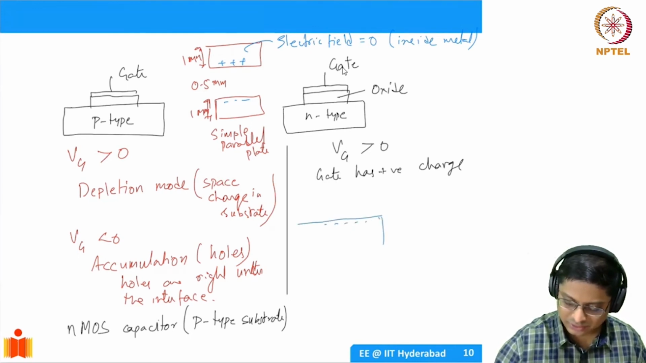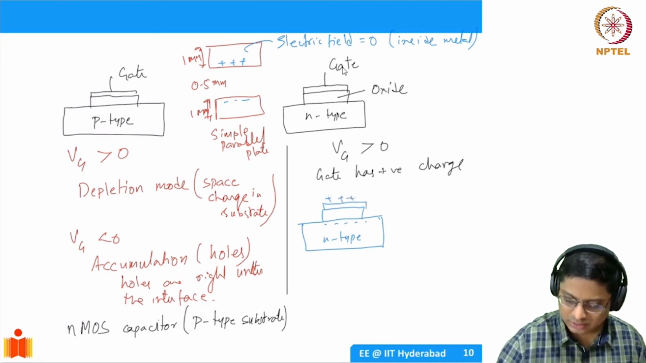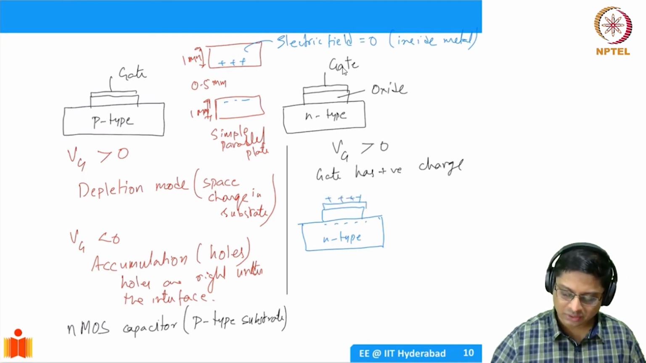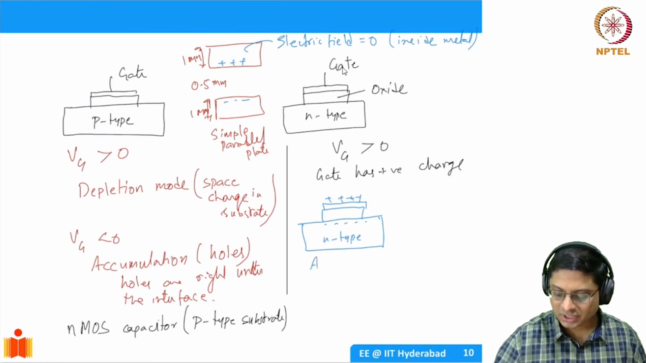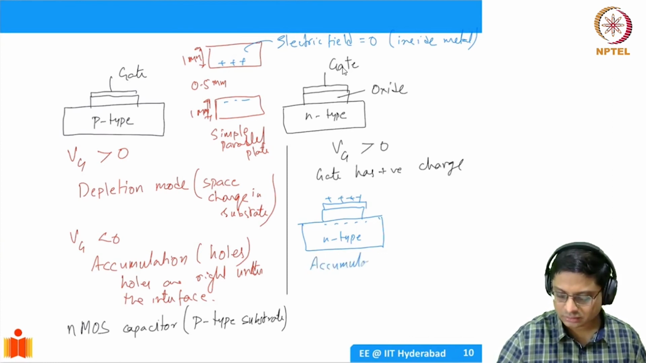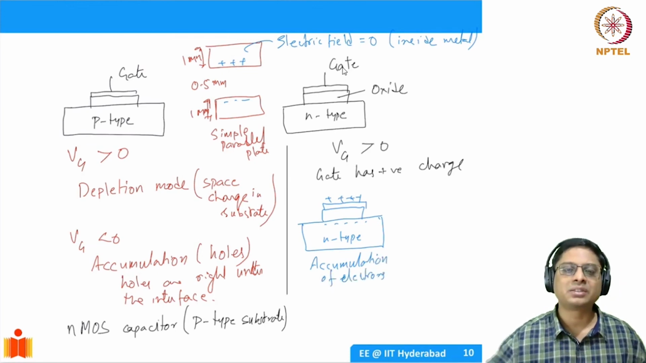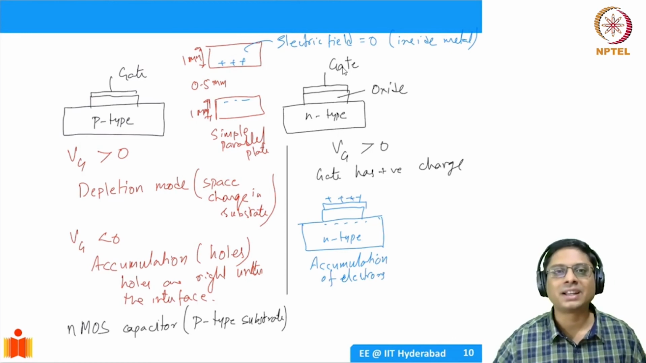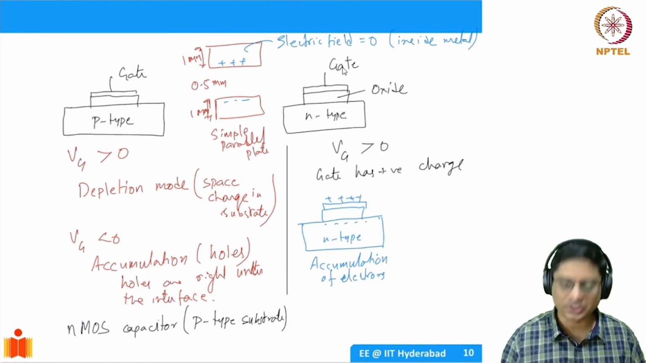If I have this sort of a structure, this is your n-type, and then there is an oxide, and there is a positive charge on this side. So when you apply a positive voltage now, this has become accumulation of electrons. This is called accumulation mode. Whenever you accumulate majority carriers, when you have extra majority carriers, it's called accumulation.